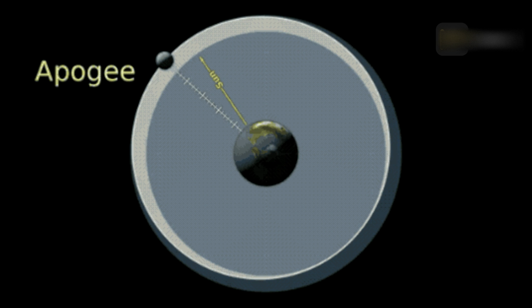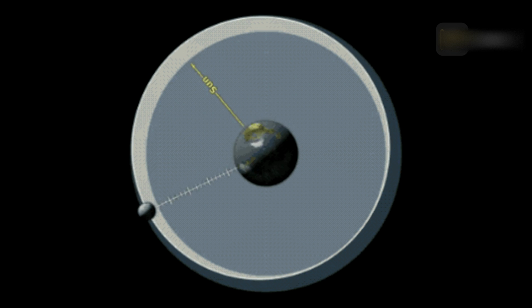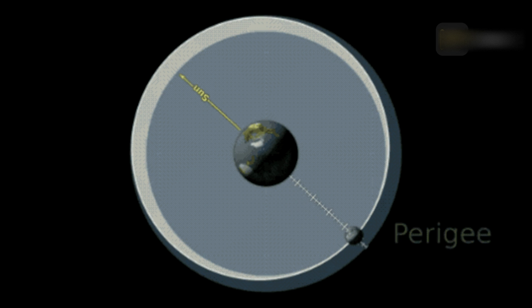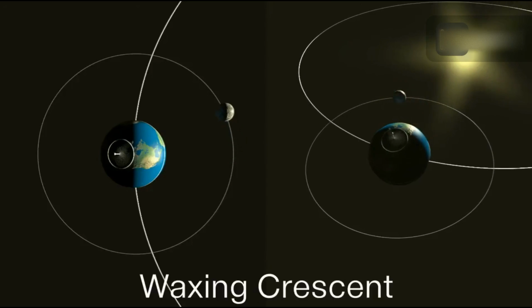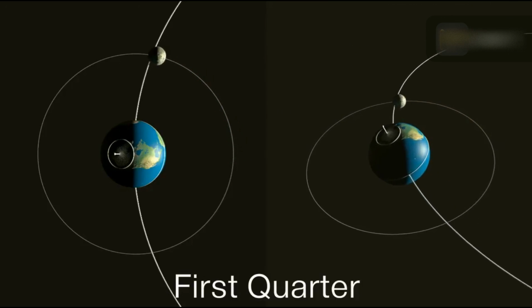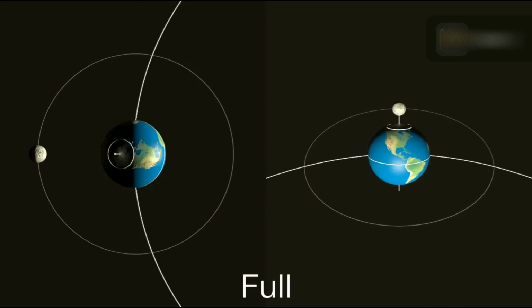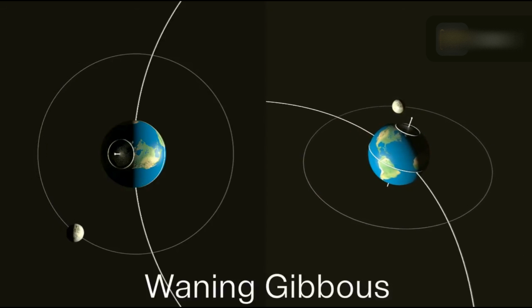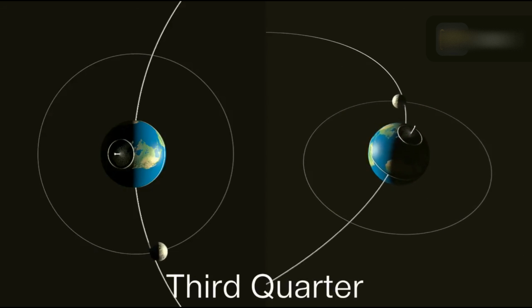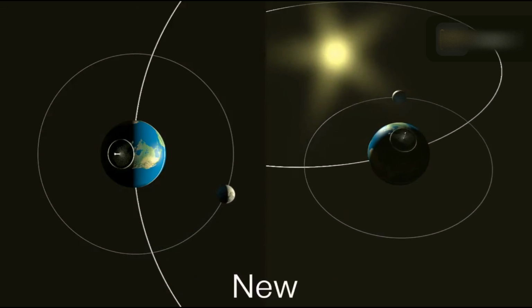Moon phases in order. There are 8 total phases of the moon cycle, 4 primary and 4 secondary. New moon. Waxing crescent moon. First quarter moon. Waxing gibbous moon. Full moon. Waning gibbous moon. Third quarter moon. Waning crescent moon.